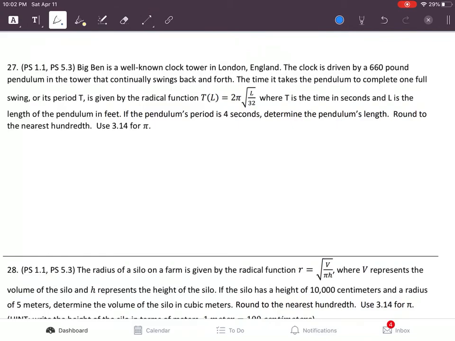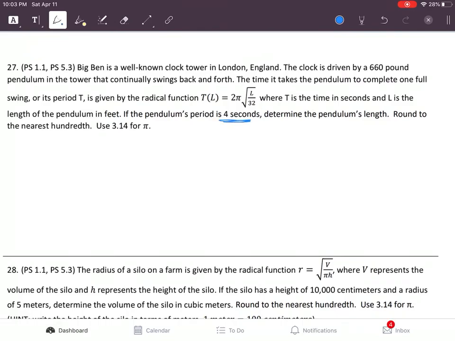Okay, so some things that we have to look at in this question. All right, so we'll read it. Big Ben is a well-known clock in London. It swings back and forth, and you're given the function T of L equals 2 pi times the square root of L over 32. Okay, and we want to know the length, if the time period is 4 seconds.